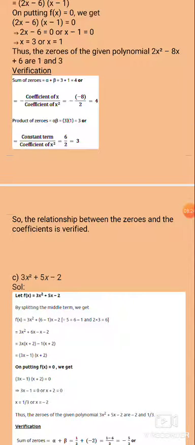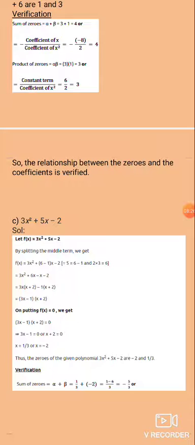Next, the third question is 3x square plus 5x minus 2. When we apply the split middle term method, f of x is equal to 3x square plus 5x, which can be written as what? 6 minus 1 into x, minus 2. Since 5 is equal to what? 6 minus 1. Next, 2 into 3 is equal to that last term 6, or you can write it as 2 into minus 2 into 3 is minus 6 also. Okay, here the minus sign is there in the last term.